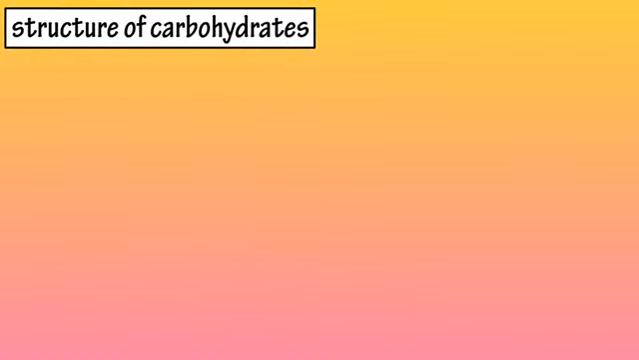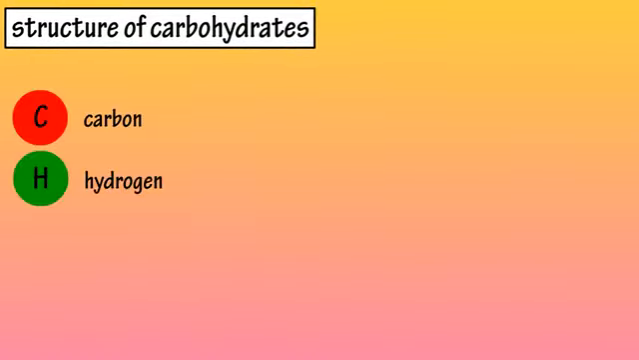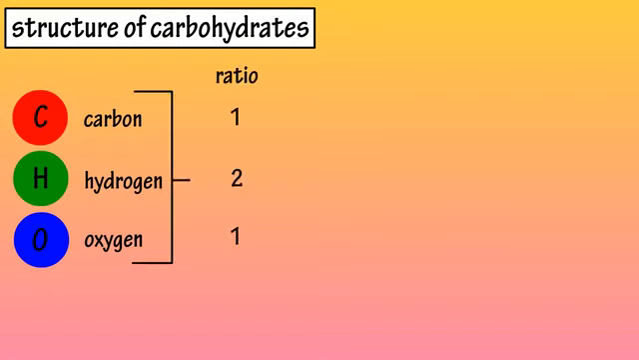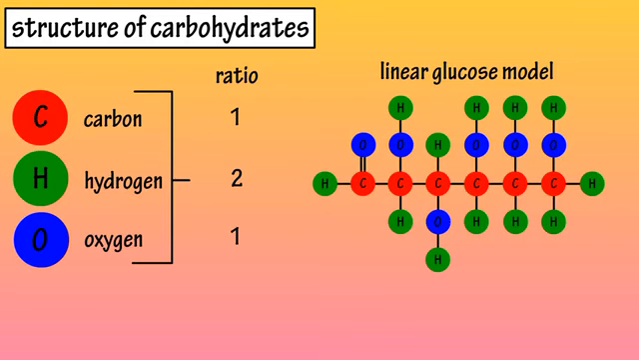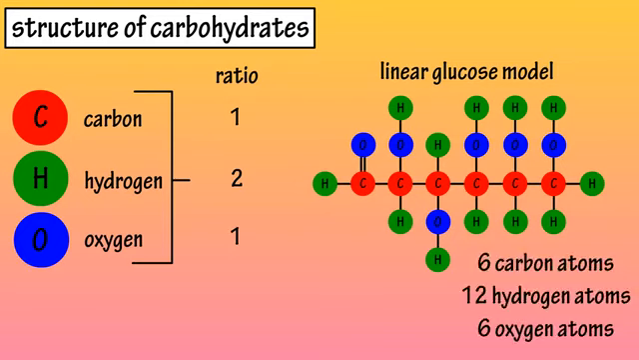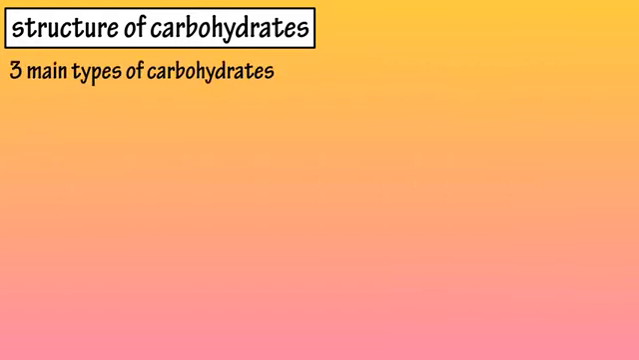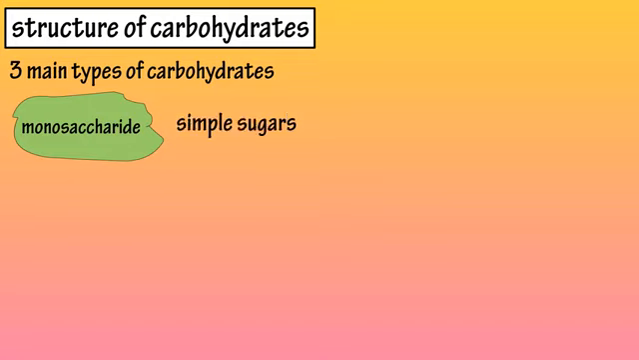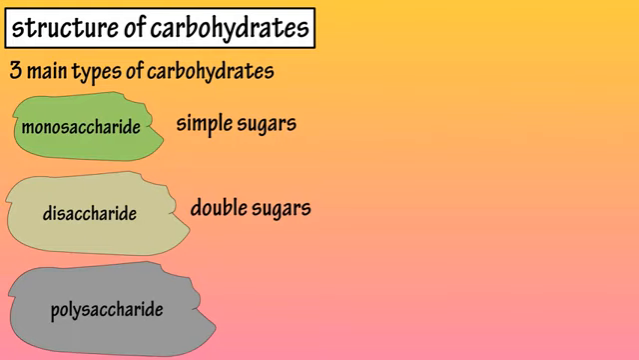The structure of carbohydrates. All carbohydrates contain carbon, hydrogen, and oxygen, usually in a ratio of 1 to 2 to 1, as you can see here in this linear model of a glucose molecule, which has 6 carbon atoms, 12 hydrogen atoms, and 6 oxygen atoms. There are 3 main types of carbohydrates: monosaccharides, which are also called simple sugars, disaccharides, which are also called double sugars, and polysaccharides, or complex sugars.